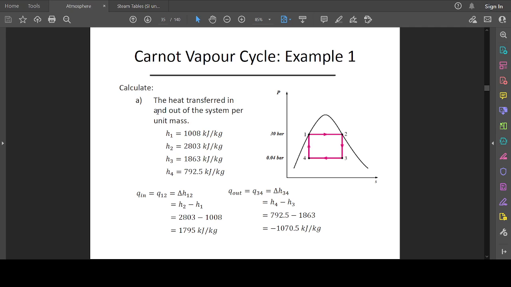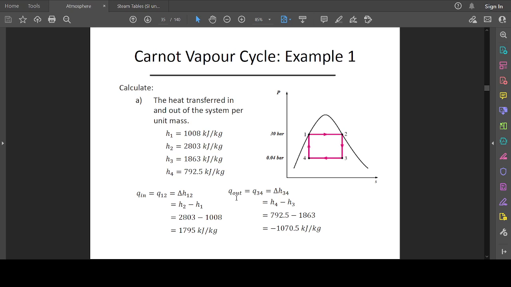So it says for us to calculate part A, which is the heat transferred in and out of the system. So we know where heat is transferred into the system, which is between point 1 and point 2, and heat is lost from the system at points 3 and 4. So what do we do? The heat supplied to the system is equal to the change in enthalpy at point 2 and point 1, which is the simple subtraction of the enthalpy at point 1 from the enthalpy at point 2, and gives us this value.